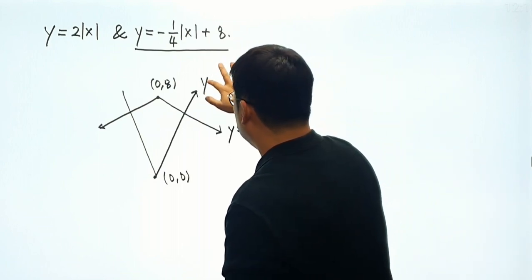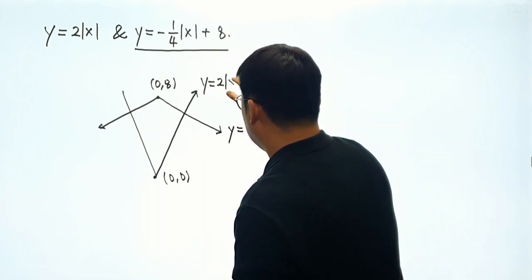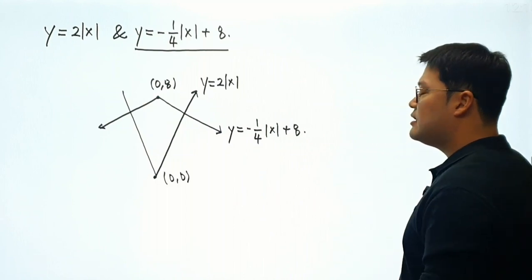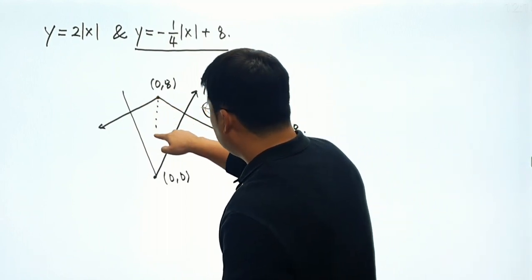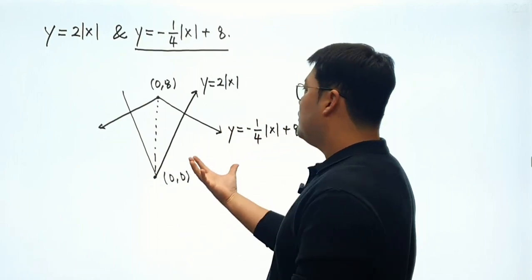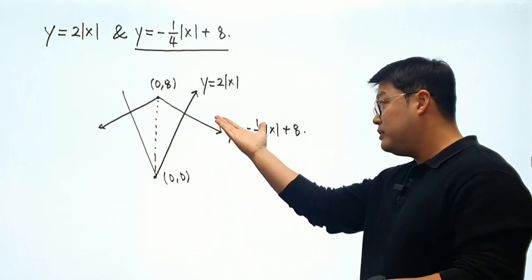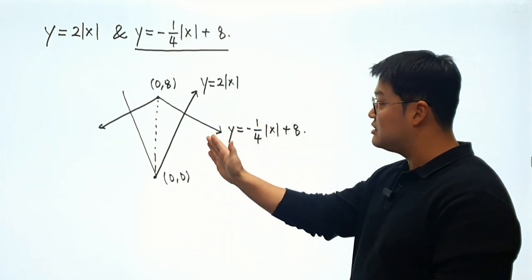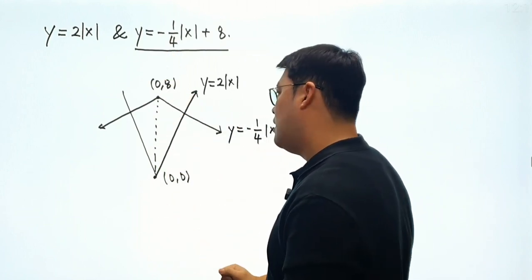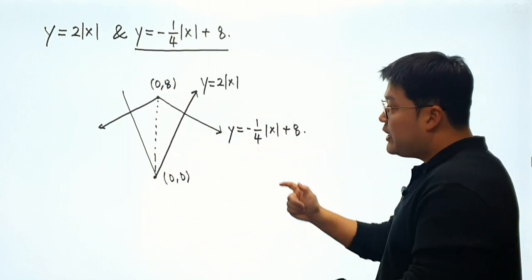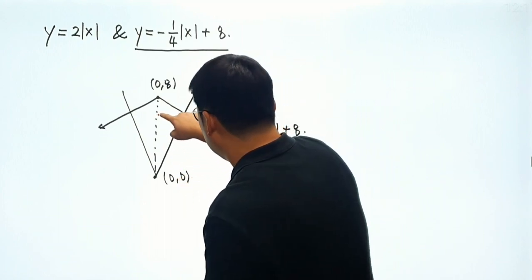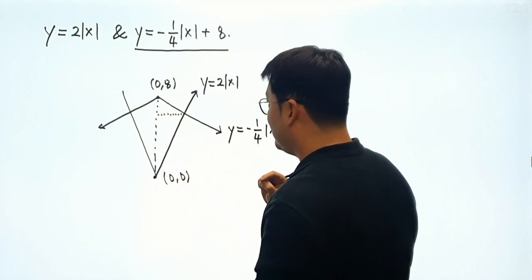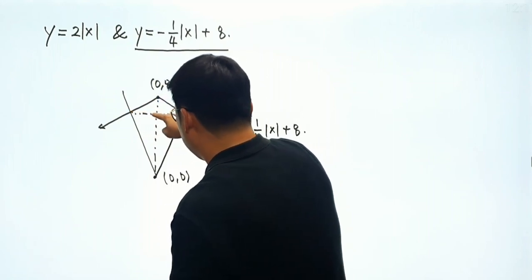We got y equals 2 times the absolute value of x. So I need to find the area of this bounded region. It wouldn't be that crazy hard, because we can find the area of a rhombus. This looks like a rhombus because it's totally symmetric about the y-axis. So we got the base length of 8, and all I need to find is the height.